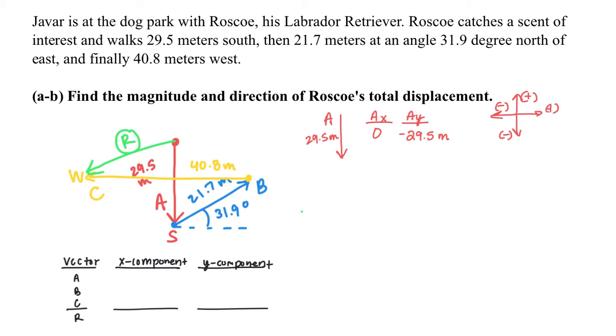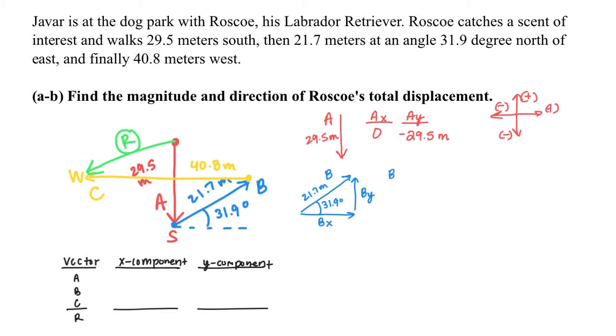So please make sure, this is the number one thing I see, students forgetting to keep track of their negative and positive signs. So remember, A_y here should be a negative 29.5. If we take a look at vector B, I'll go ahead and draw in the x and y components here. This is B_x and B_y, and my theta value here was 31.9 degrees.